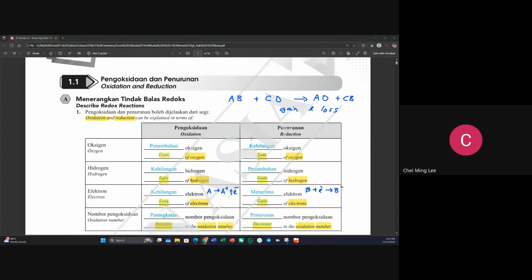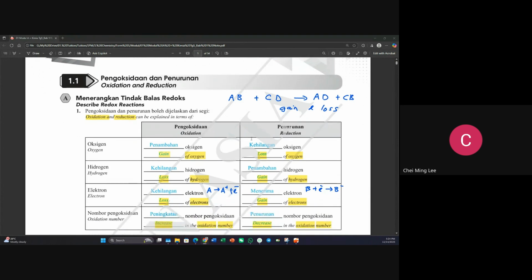All right. So let's see the characteristics. In the oxidation process, it will involve gain of oxygen or loss of hydrogen. But normally the most important one will be in terms of electron, it will be loss of electron. Means that in the half equation, A will be ionized into ion A with one positive charge by releasing 1 or 2 or 3 electrons accordingly.